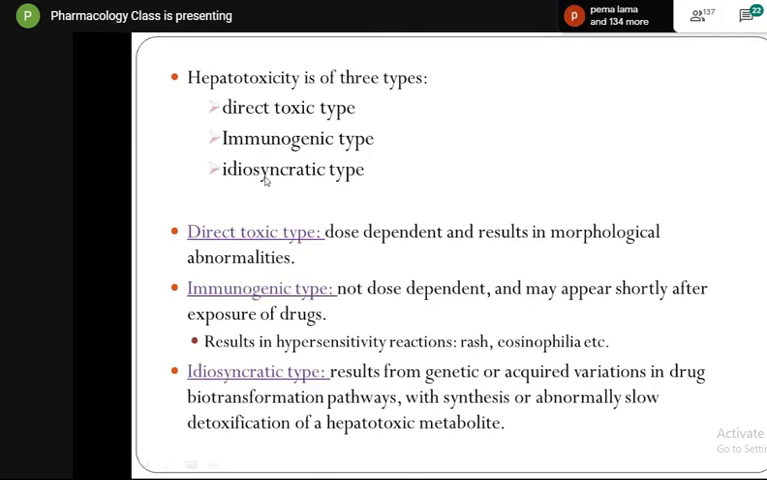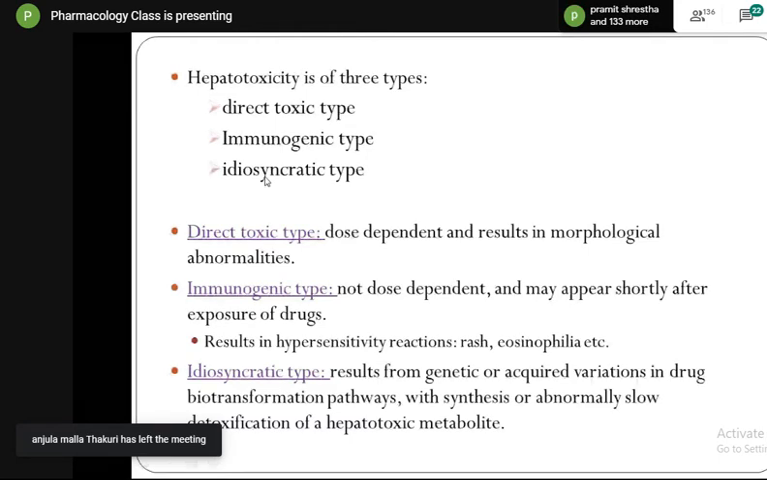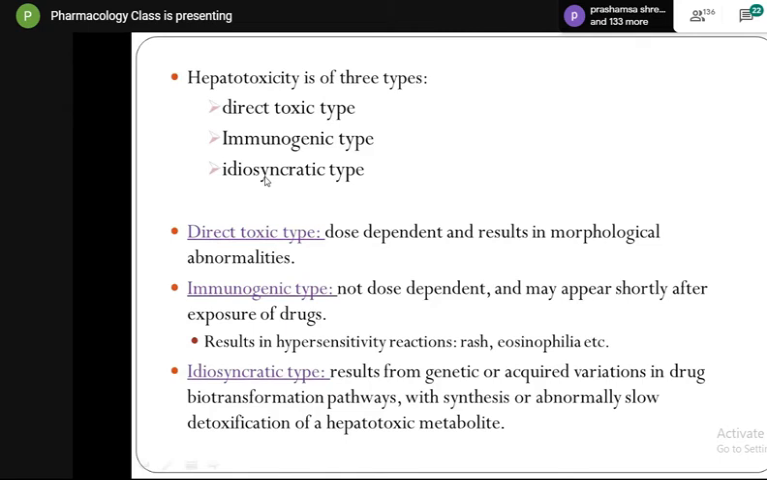And the third one is the idiosyncratic type. If you see the definition of idiosyncrasy, you know that it is a genetically defined abnormal reaction by the body. So this is mainly seen in a particular population of individuals who are genetically susceptible to producing toxicity because of the use of drugs, mainly to the liver.